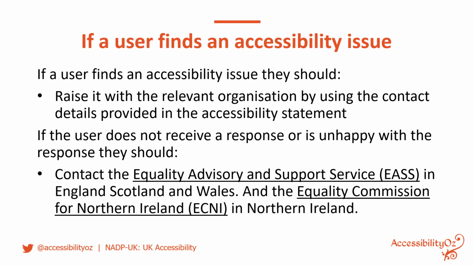Now, if a user finds an accessibility issue, what should they do? They should raise it with the relevant organisation by using the contact details provided in the accessibility statement. If they don't receive a response or they're unhappy with their response, then they should contact their relevant equal rights opportunity organisations, which is the Equality Advisory and Support Service in England, Scotland and Wales, and the Equality Commission for Northern Ireland in Northern Ireland.